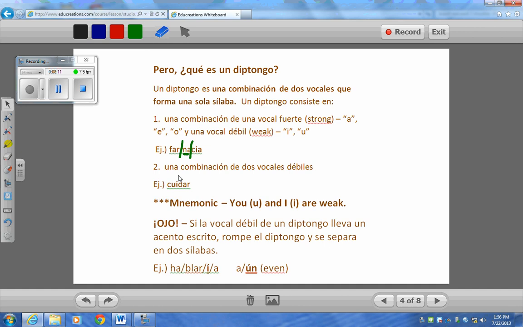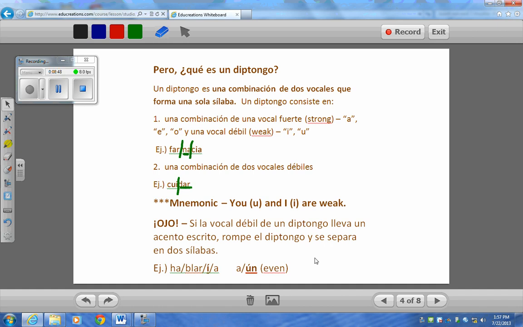Okay, this word is cuidar. Okay, hopefully you've never pronounced this word ciudad. Okay, it is cuidar. We cannot break a diphthong here, guys. It has to stay together. And when we divide the word, the stress is going to be on the last syllable because of the R at the end. Okay, if you can't remember which ones are your strong and your weak, remember you and I are weak, like people. You and I are weak.